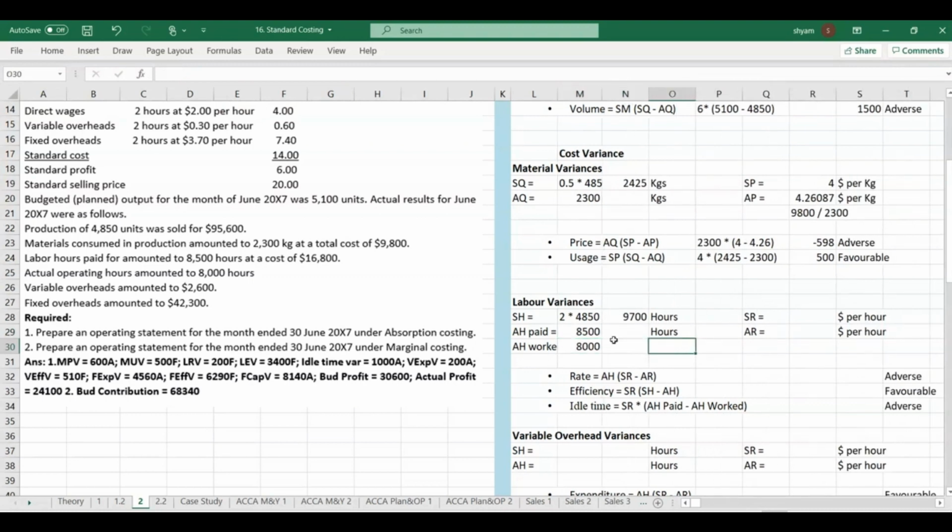Okay, done. So both are representing hours only. So what is a standard rate? Standard rate is every hour we pay 2 per hour. Actual rate is not directly given, we have to compute it. It is 16,800 divided by 8,500. So this is what we are paying them. Okay, so we got the number here. Let's work out the formulas and let's get the answer.